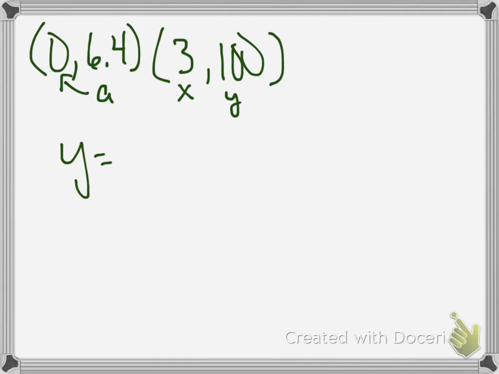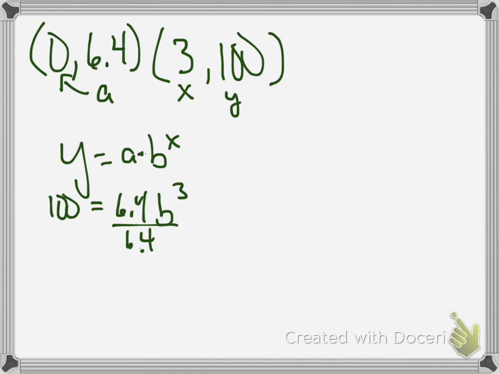So here I'm going to put in the formula y equals a times b to the x power. I'm going to put 100 is equal to 6.4 times b to the third power. So how do I solve this? Well, I need to get b by itself. So this is actually more of a radical equation, I guess, or something similar to that. But I guess it's still exponential because the x was there as the exponent. Anyways, divide by 6.4.